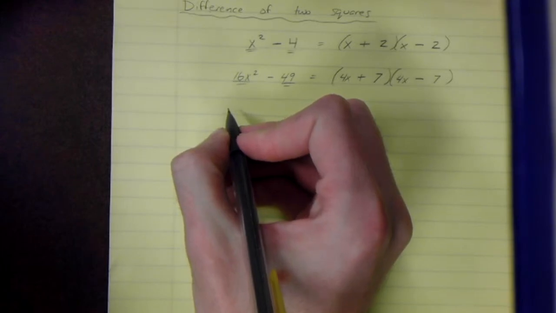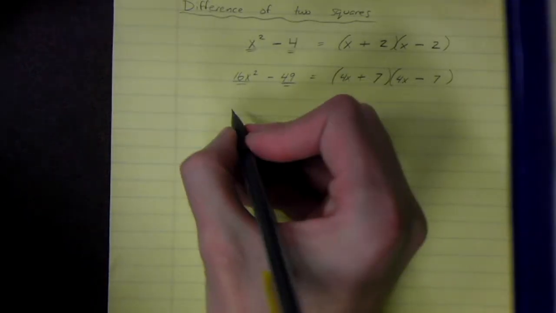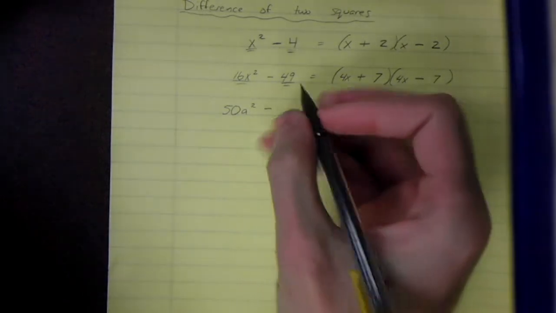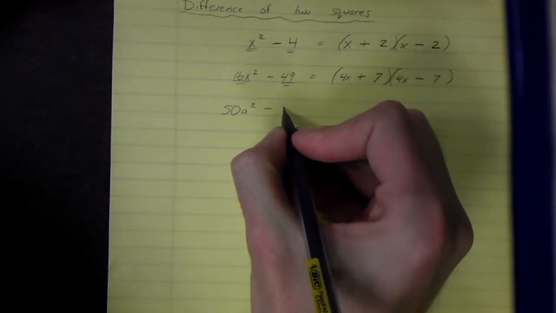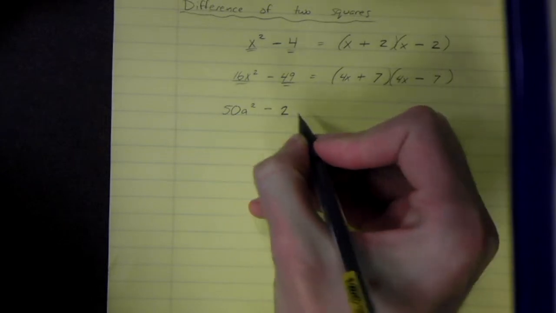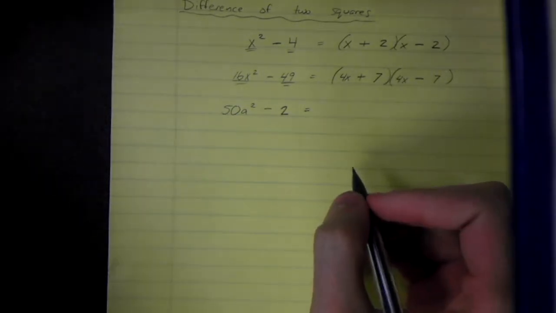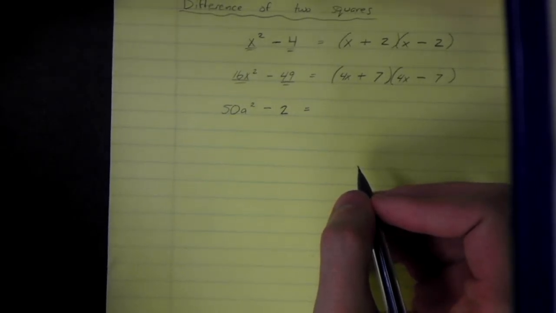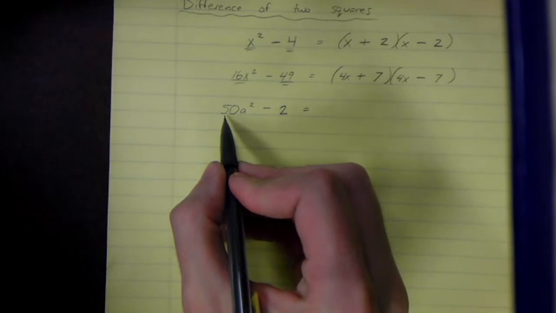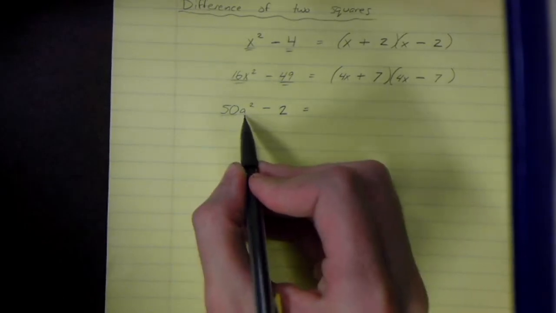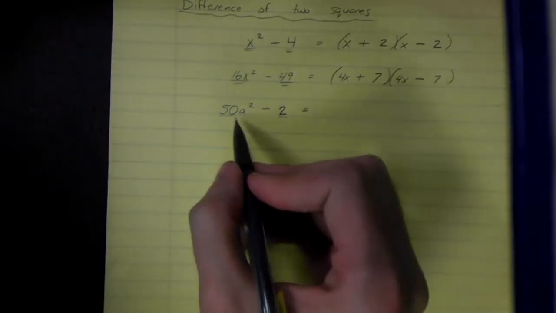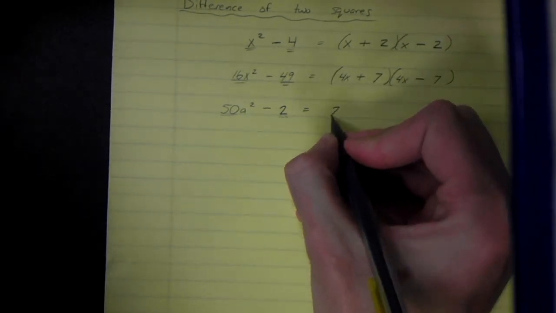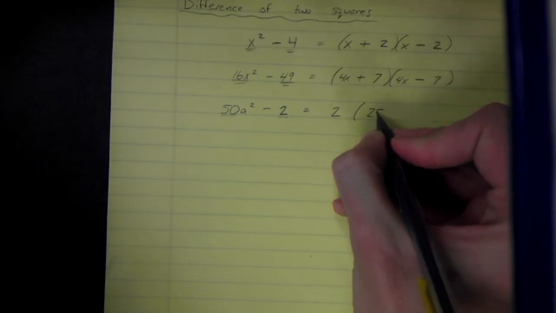For example, let's try this one here. Okay, remember the first thing you want to look for whenever you're trying to factor is always the GCF. So we want to check and see, does anything go into both 50, a squared, and 2? Well, 2 goes into both of those numbers because they're both even. So the first thing we want to do is factor out the 2.